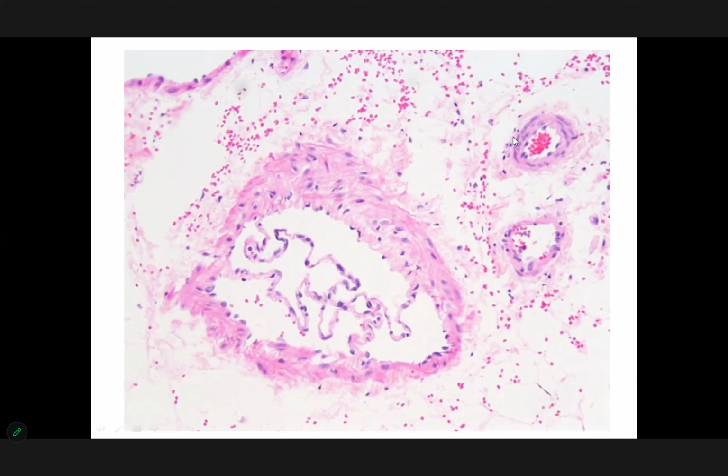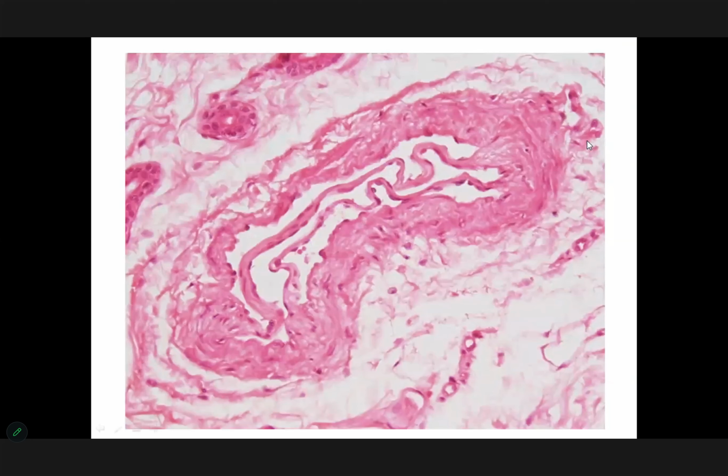Example of small artery, example of small vein. Compare the thickness of their wall and amount of smooth muscles in tunica media, here and here. Another example of the vein with valves.